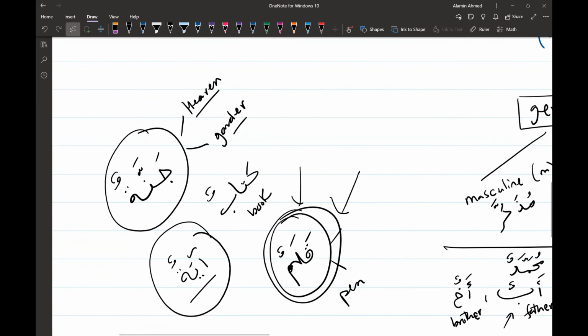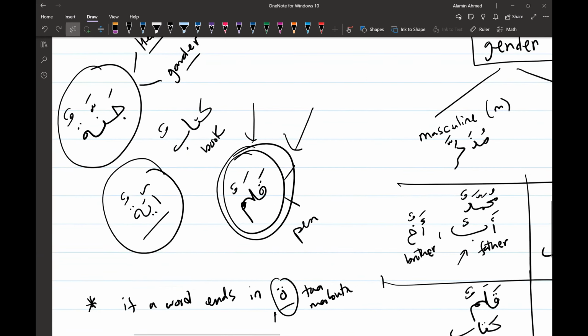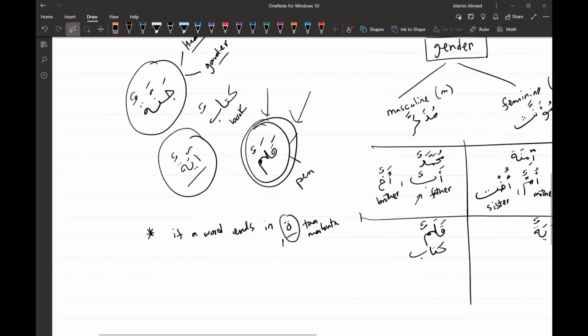And the Quran uses this word in both meanings. It uses it in the meaning of the garden, and it also uses it in the meaning of Jannah, in the heaven. So now the question is, is it masculine or feminine? I already have an answer. It is feminine. Because why? Because of this.